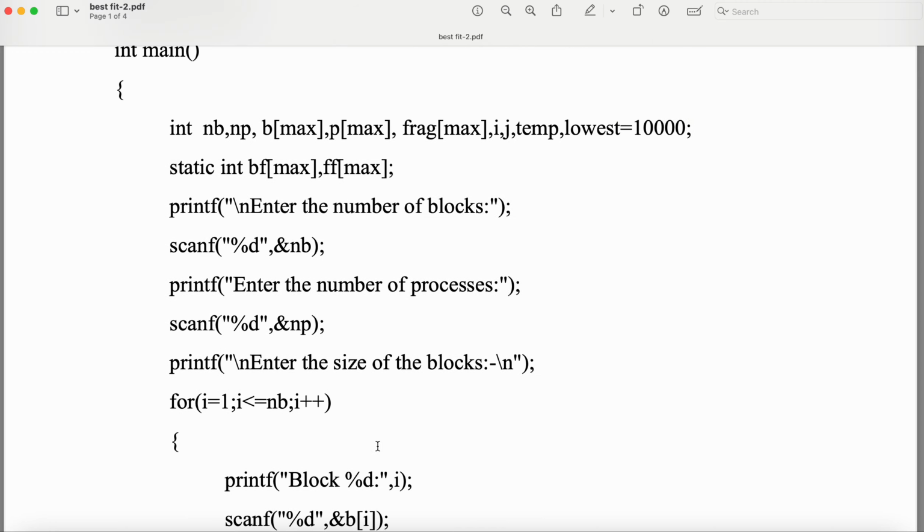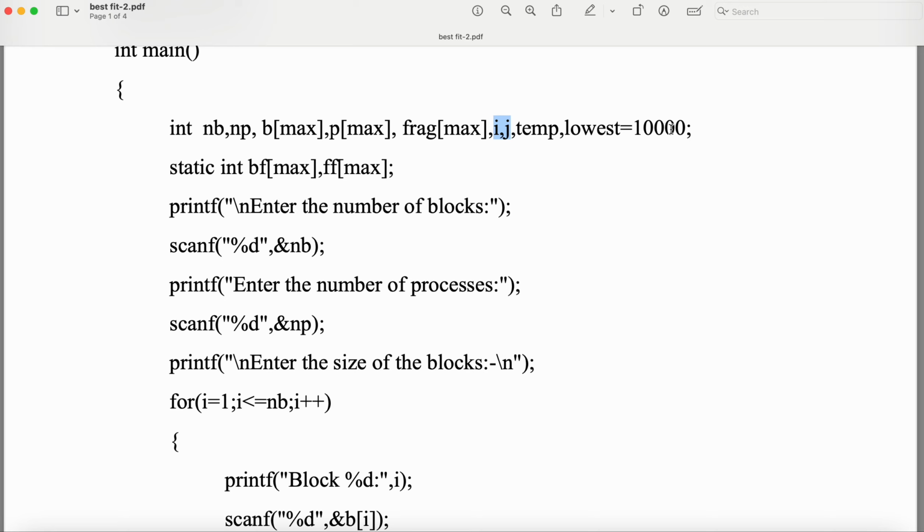Okay. So the next one is frag. This frag is for internal fragmentation. Here i and j are loop variables; for repetition we are using those two variables. Here we are using temp and lowest for calculating the smallest hole. If we have 3 holes, then we need to find out the smallest hole.